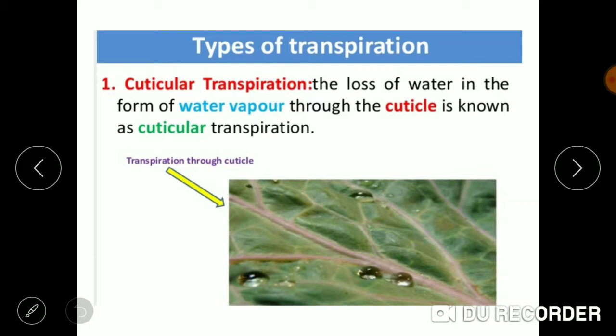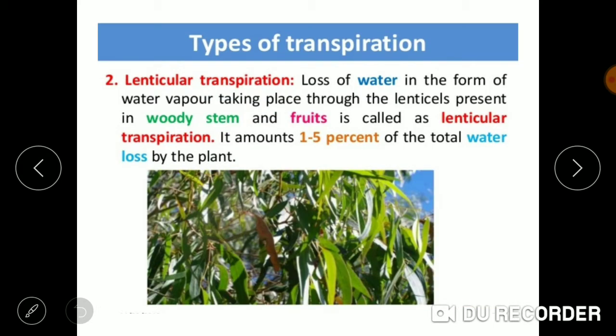So, cuticular transpiration accounts for around 3 to 10%, and it is a loss of water in the form of water vapor through the cuticle which is present on the stem as well as leaf. Now we move on to lenticular transpiration.